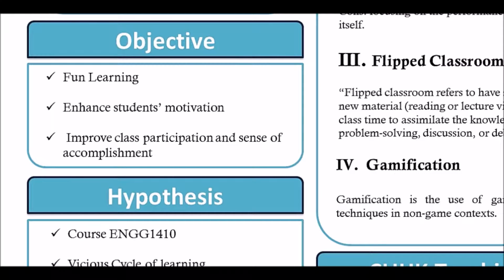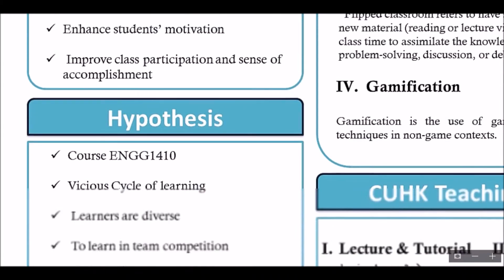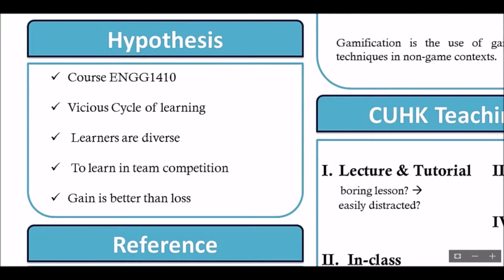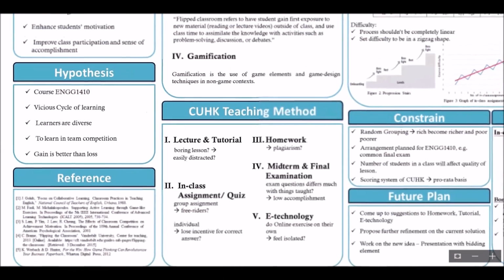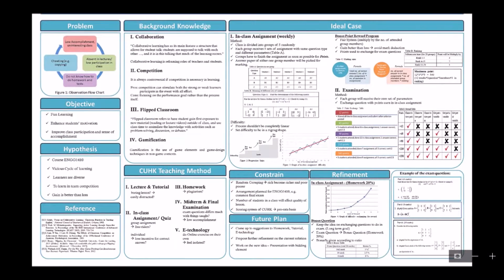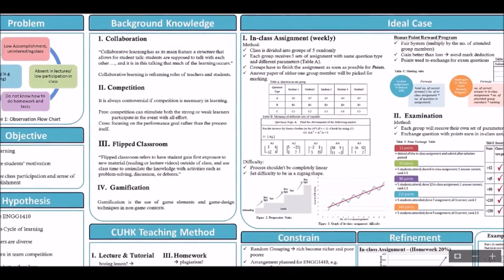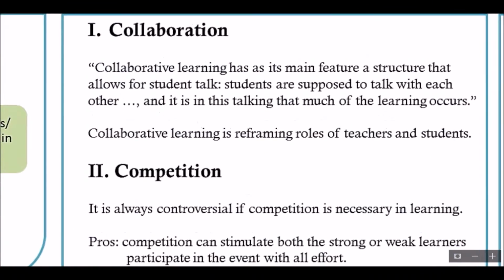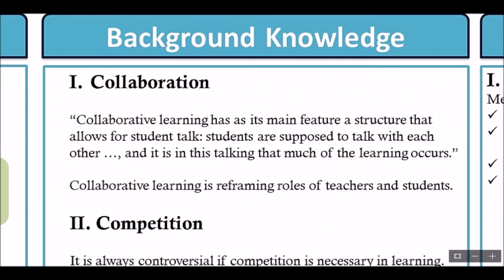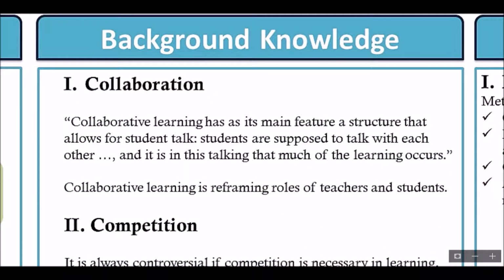On the other hand, this project solution is mainly designed for the course IERG 1410. Also, we believe students could learn better in a team competition environment, and we think that to gain is always a better experience than to lose. There are 4 ideas of learning we have considered and used in the solution, which is collaboration, competition, flipped classroom, and gamification. First, the main idea of collaboration is to learn through communication.